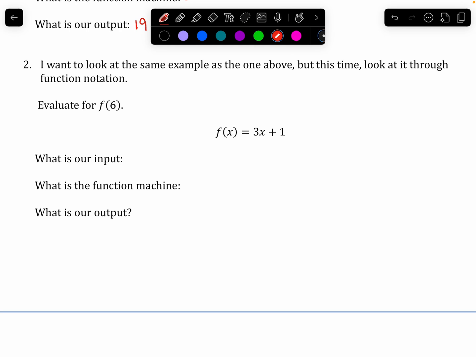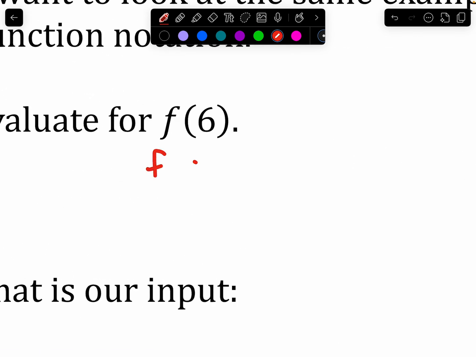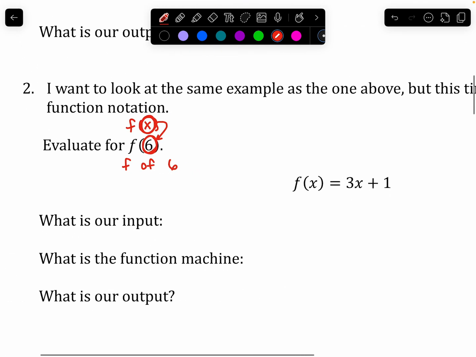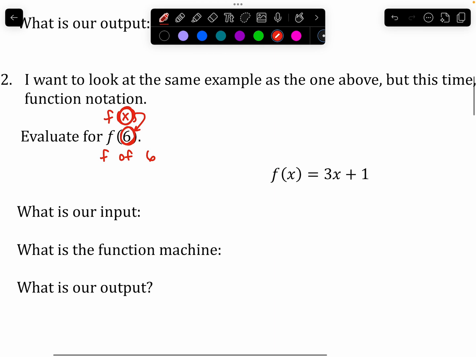So it says I want to look at the same example as the one above, but this time look at it through function notation. So it says evaluate for f of 6. Okay, so this is f of 6. Now this originally was f of x, and what they've done is they have replaced x in function notation with 6. So all that means is my x value should be 6. So just like what I did with the problem above, I am going to replace anywhere that I see an x with 6, okay?